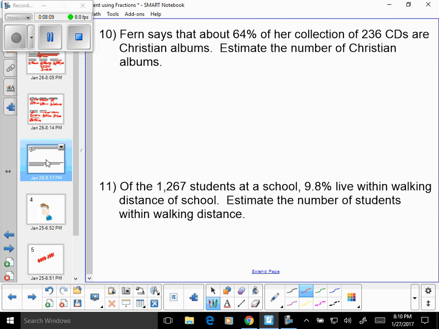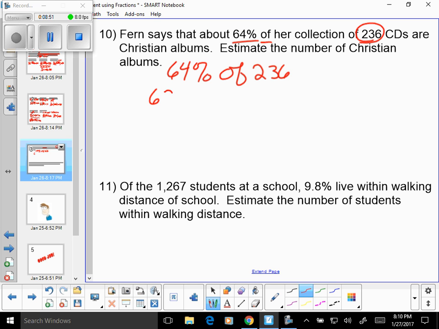Yes, story problems. Fern says that about 64% of her collection of 236 CDs are Christian albums. So estimate the number of Christian albums. I find it helpful to write out the problem. Here's the 64, here's that of, and where's my other number? Over here, 236. Now you got a choice to make. So if I look at my flashcard sheet, I think, all right, I can go 60%, I can go 62.5%, or I can go 70%. And you know what? 62.5% is closer.